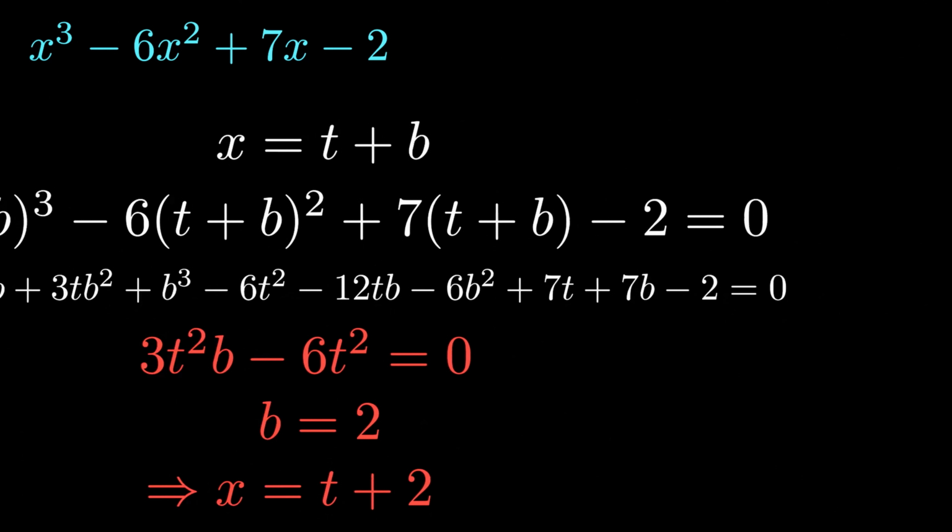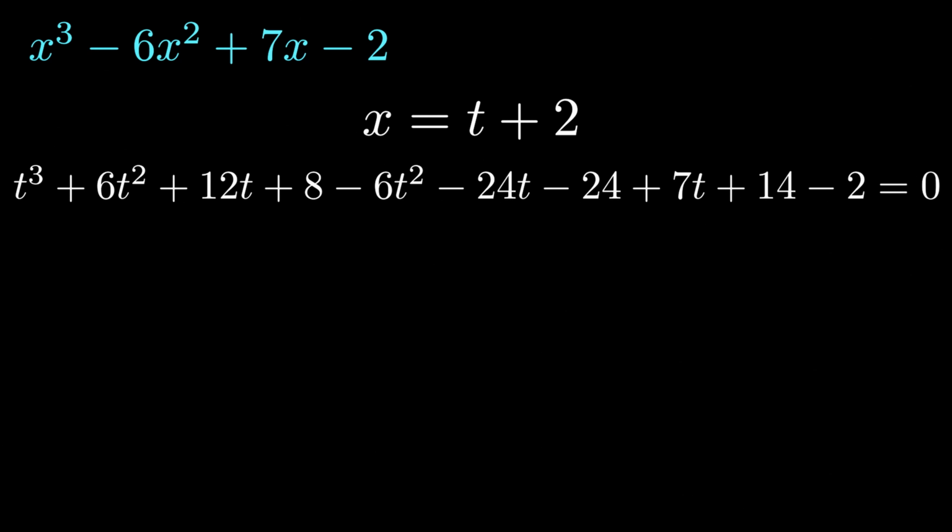So doing that, that is letting b equal 2, we have t cubed plus 6t squared plus 12t plus 8 minus 6t squared minus 24t minus 24 plus 7t plus 14 minus 2 equals 0. And this simplifies to t cubed minus 5t minus 4 equals 0. So we've managed to eliminate the x squared term as we wanted to do.